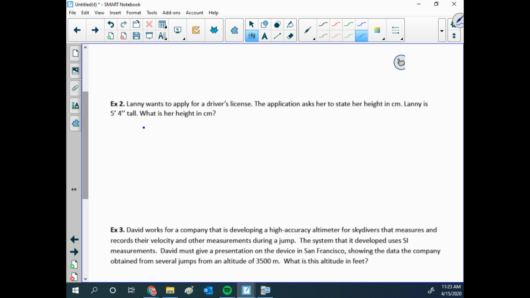So what I would do is, we know Lanny is 5 feet 4 inches. First of all, what I want to do is either convert all of these to inches or all of these to feet. So I'd take this 5 and times it by 12 because there are 12 inches in 1 foot. So that would be 60 inches plus 4 inches. So in total, Lanny is 64 inches. Now all I need to do is change that inches to centimeters.